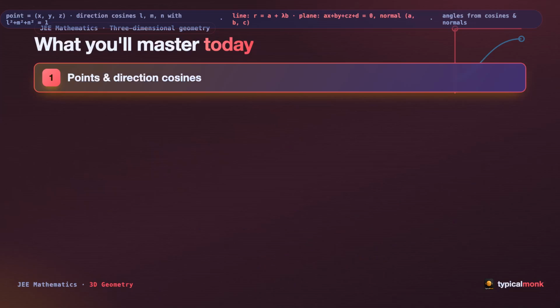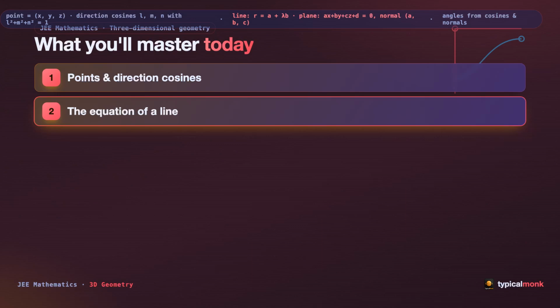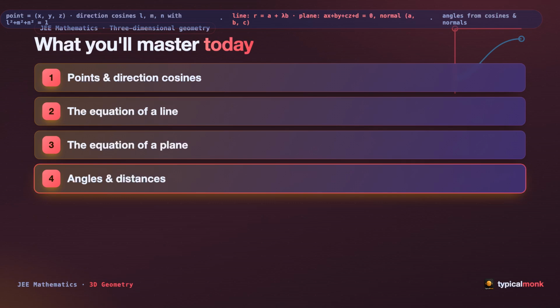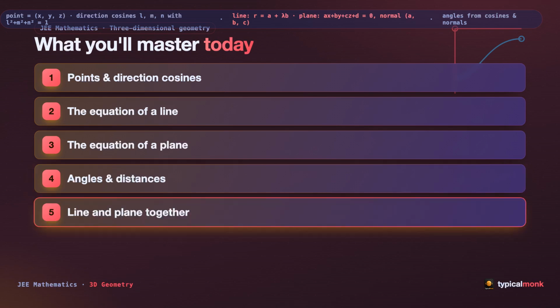Here is what you will master today. First, points and direction cosines. Second, the equation of a line. Third, the equation of a plane. Fourth, angles and distances. And fifth, the line and the plane together, one idea at a time.